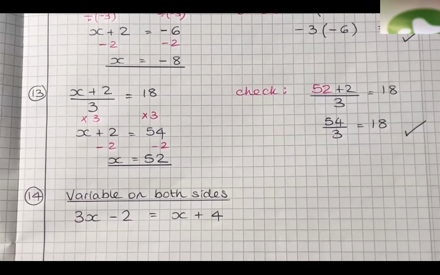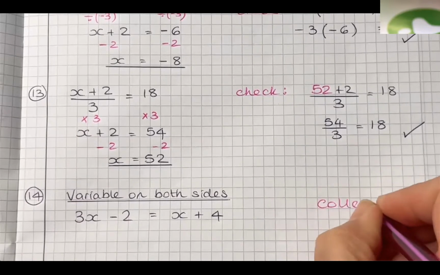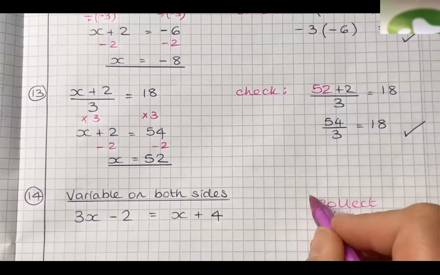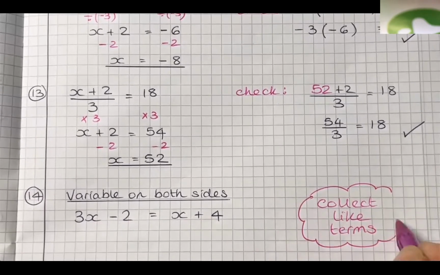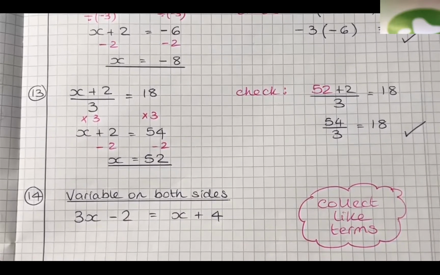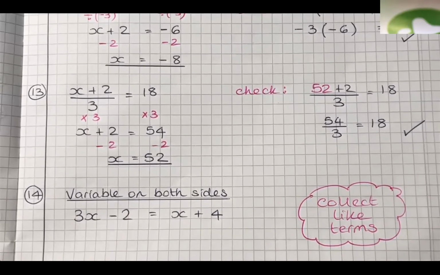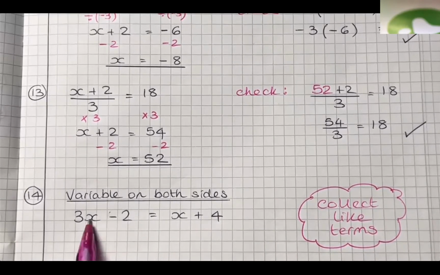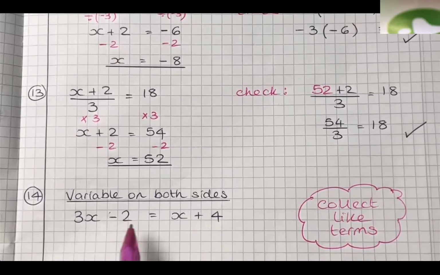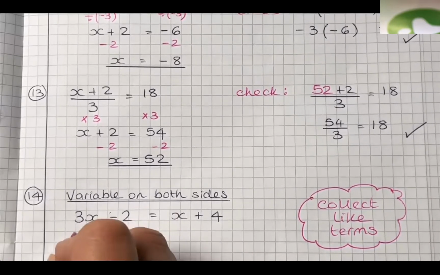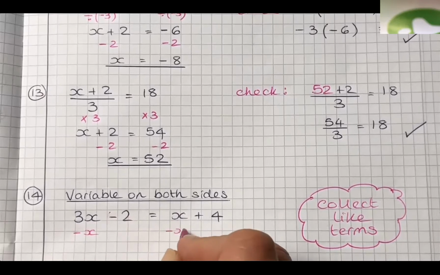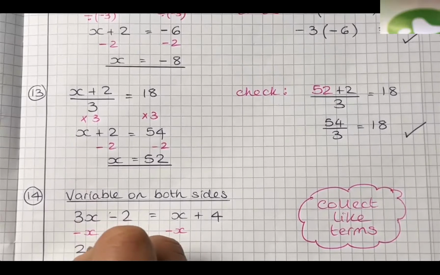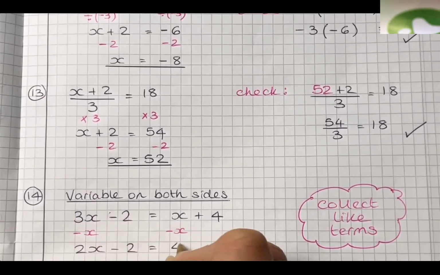So the first thing that we need to do is collect our like terms. You should be familiar with that from when we looked at simplifying expressions. It doesn't really matter whether I look at the numbers first or x first. I'm going to look at x first, and I'm going to subtract x from both sides so that I've only got x on the left-hand side of my equation. I have 2x subtract 2 equals 4.